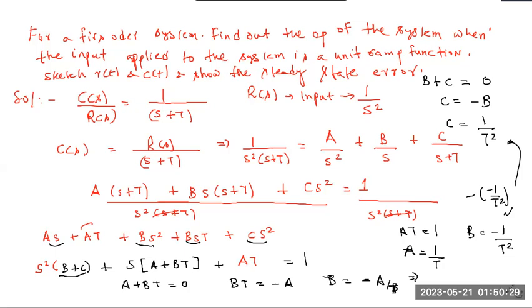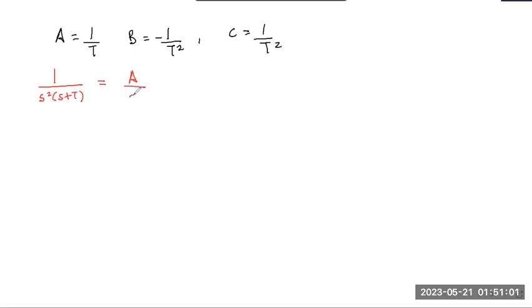So let me take it to the next page. So I got these values. I got the value of A as 1 by T, the value of B as minus 1 by T square, and the value of C as 1 by T square. So I'm going to substitute these values in the original equation, which was 1 by S square (S plus T), which I had divided as A by S square plus B by S plus C by (S plus T).